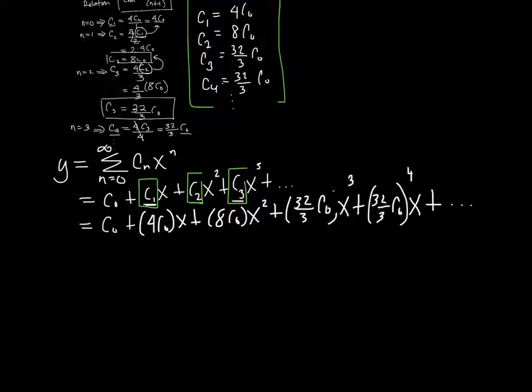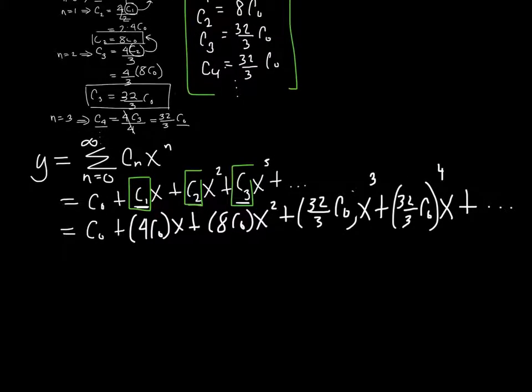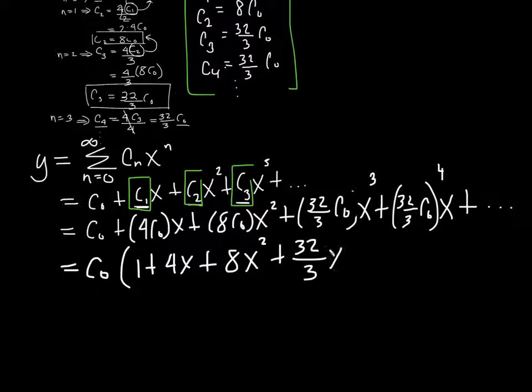Okay, so we have this infinite sum, and I want you to notice that we can factor out a greatest common factor, which is very common to do. So we can take out a C0. If we take out C0, I'm left with the following: 32 thirds x cubed plus 32 thirds x to the 4th plus dot, dot, dot. And let me add a parentheses here.